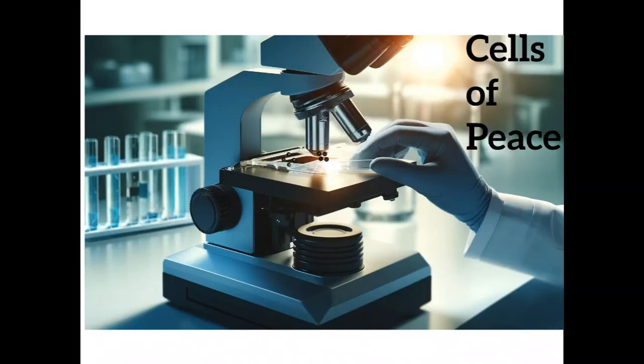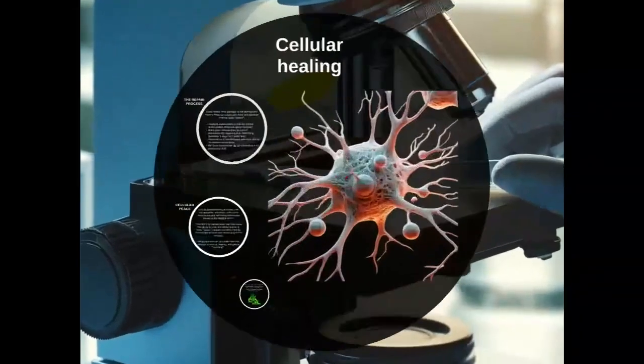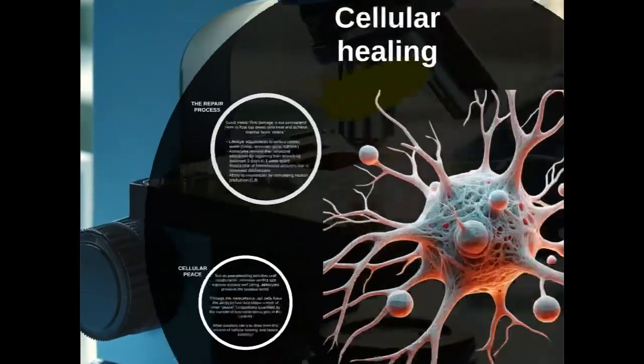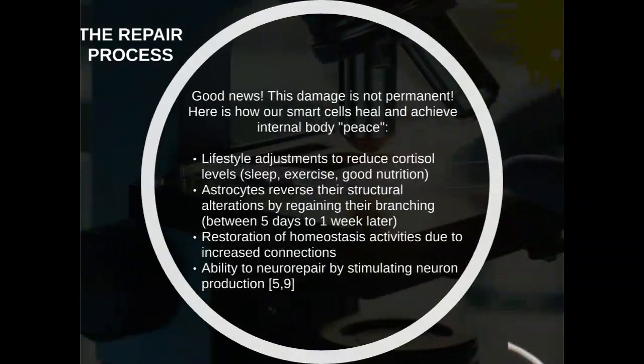So I'm just going to take us back to the concept of cellular healing once again, remembering that we're looking now at the repair process. So damage isn't permanent. There are of course going to be ways that we can alleviate everything we've just undergone. So of course, consciously making an effort to adjust our lifestyle to reduce these cortisol levels is number one. But then astrocytes also have the ability to reverse their structural alterations by regaining their branching, provided they're not undergoing insane amounts of cortisol level exposure once again.